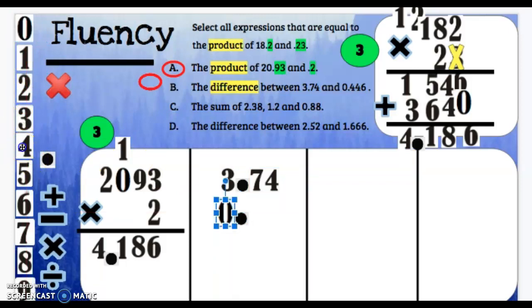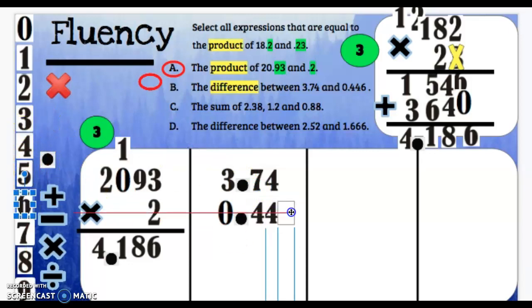I have a 4 in the tenths place value, so the 4 lines up with the tenths. I got a 4 in the hundredths. And then I have a 6 in the thousandths. So I'm going to put a 0 as a placeholder in the thousandths place because I want to make sure I subtract in the right order. So then I subtract.